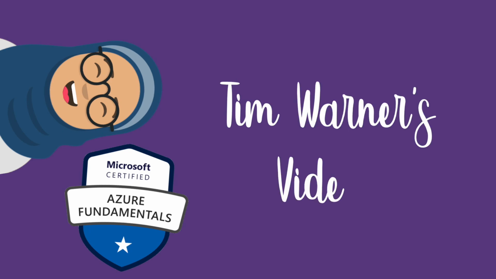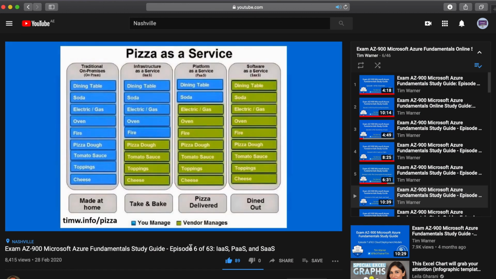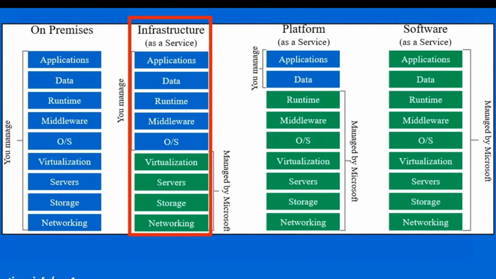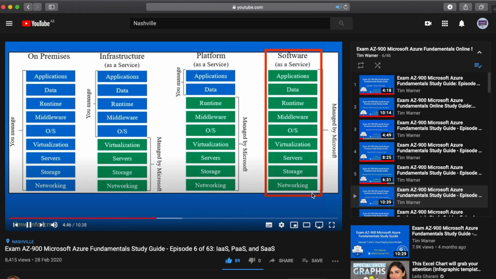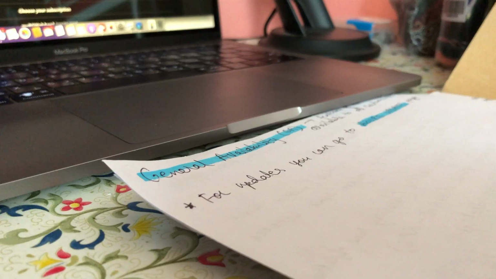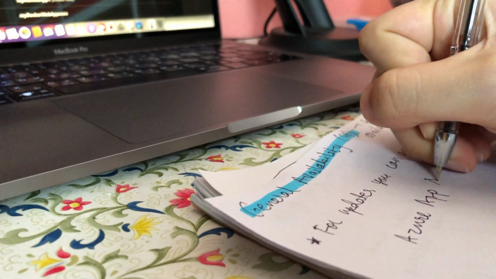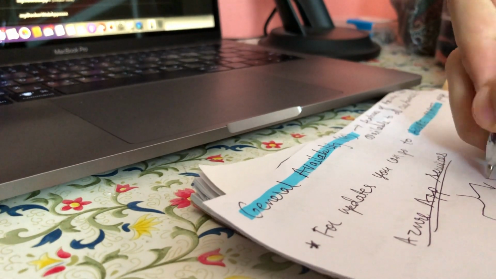Now, if you're not much of a reading person, you can always watch Tim Warner's videos. He has a really good playlist on almost all of the topics that are covered in the exam AZ-900 Microsoft Azure Fundamentals online exam. And it's quite a great collection of videos, and the explanation is step by step, very easy to understand. So if you have something that you don't really understand in the topics, then you can always watch his videos. They're quite useful. I'll link the channel down below. And if you ever find something that is of importance or something you feel you should really remember, you can always write it down while watching the videos, as I'm doing right now.